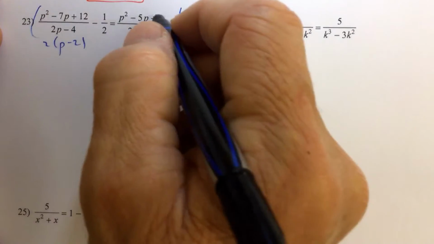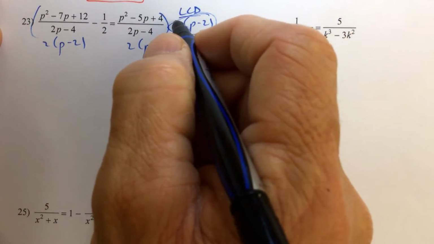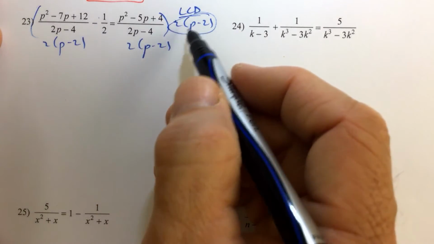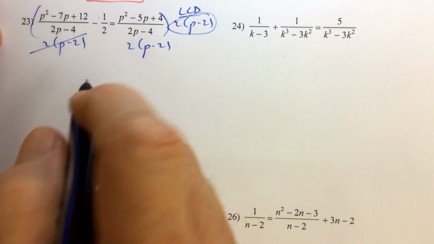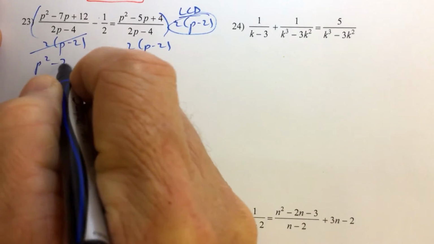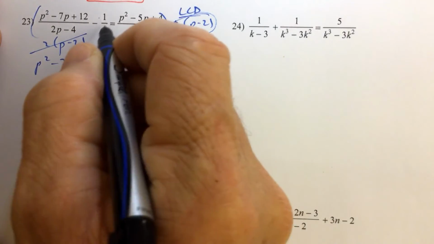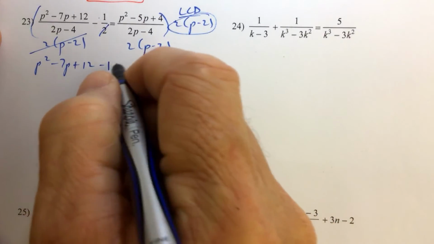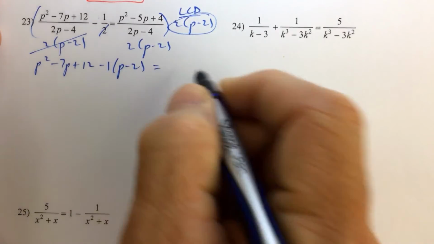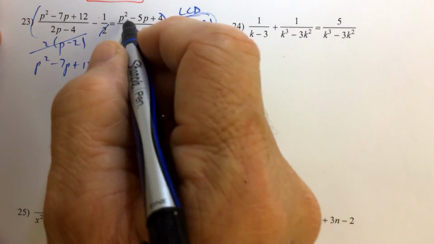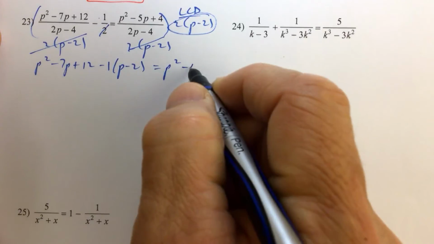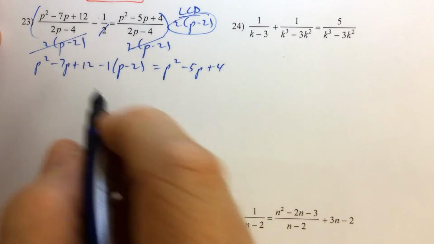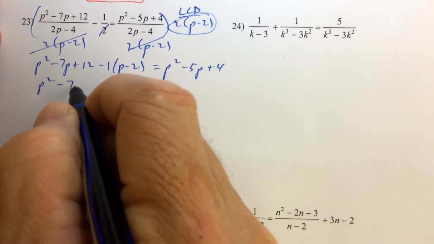In fact, I'm going to go ahead and just visualize it right here, multiplying both sides, or all three fractions, by that LCD, which means this denominator cancels, and we're left with p squared minus 7p plus 12 minus, now only the 2 is going to cancel with that 2, and we're left with p minus 2, so 1 times p minus 2, and then we have equals, this denominator cancels, and we're left with whatever the numerator is, and so we have p squared minus 5p plus 4.